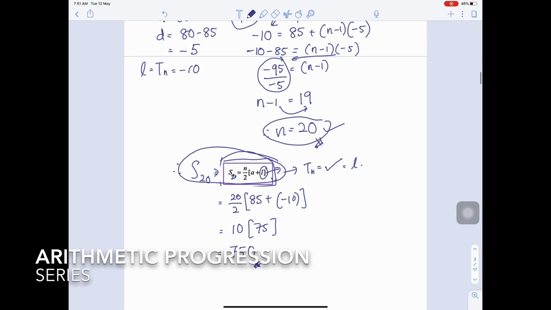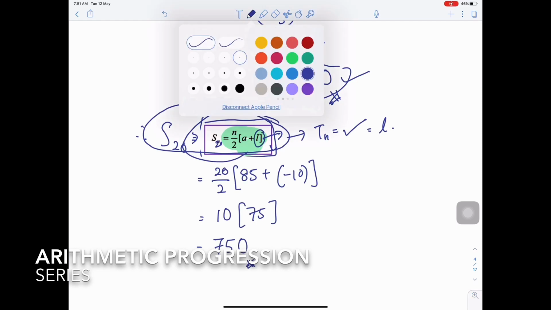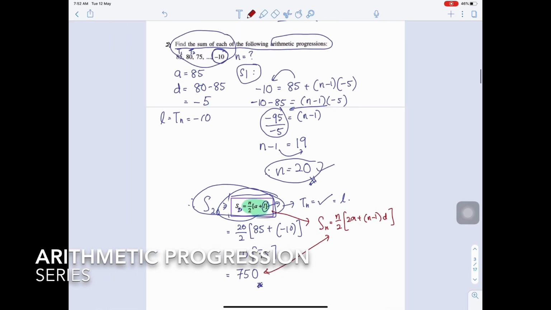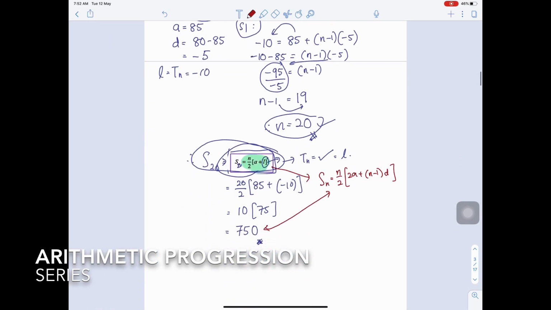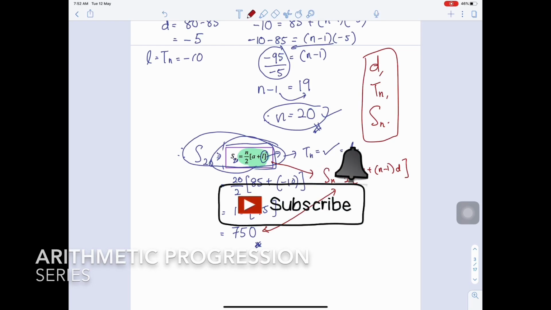If you cannot remember this formula, you can use the basic formula, which is Sn equals n over 2 times 2a plus n minus 1 times d. You will get the same final answer. So this video covered the common difference d, followed by tn, the number of terms, and the sum of the first n terms. Until now, I hope you can understand. Thank you.